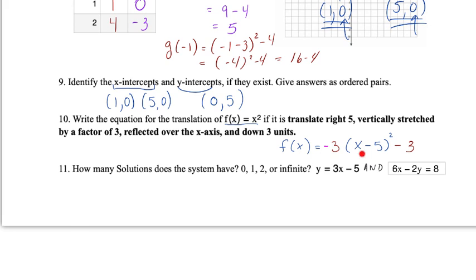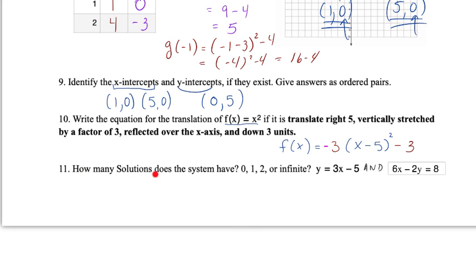So there we go. This one goes right 5. Gets stretched vertically by a factor of 3. Remember, inside does horizontal, outside does vertical. Reflected over the x-axis, so it's flipped upside down and then down 3 units. Looks good.